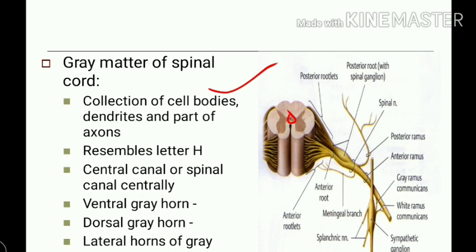Anteriorly, this grey matter has two horns which are known as ventral grey horns. You can see here these two. And posteriorly, dorsal grey horns are there. As well as lateral grey horns, which are also present in the thoracic and two lumbar segments.